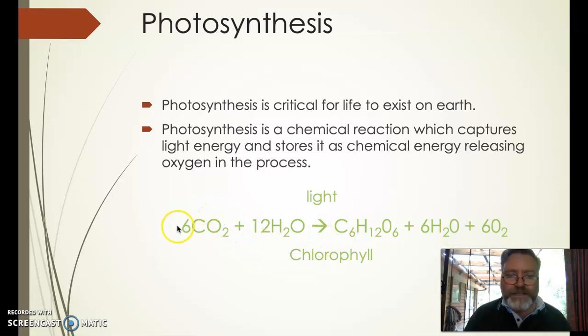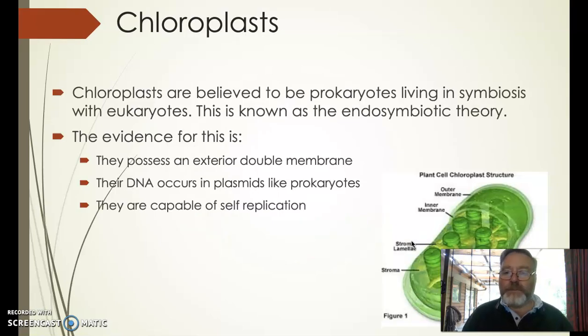So 6 carbon dioxide molecules react with 12 water molecules in the presence of light and a catalyst called chlorophyll, which is the pigment which gives plants their green colour. There are a whole lot of other pigments as well, but chlorophyll is a major one. The outcome is glucose, C6H12O6. There's a bit of water left over, and there's oxygen left over. So these are wastes. So really useful wastes, obviously. And this all happens in the chloroplast.